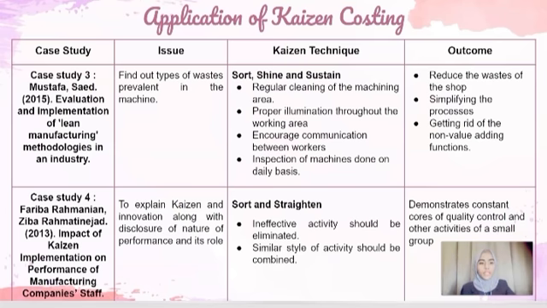And the fourth case study is on the impact of Kaizen implementation on the performance of manufacturing company staff. The issue highlighted here is to explain Kaizen and innovation along with the disclosure of the nature of performance and also its role. The technique highlighted is sort and straighten. Ineffective activity should be eliminated, and also similar styles of activity should be combined. The outcome from this technique is that it demonstrates constant cost of quality control and other activities of a small group.